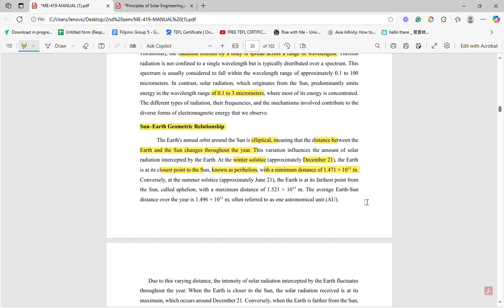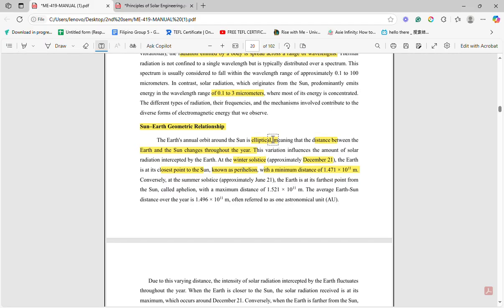So I just want to clarify this. Kindly remember this. Winter solstice occurs on December 21. That is right. But it's not on the winter solstice that the Earth is at its closest point to the Sun, meaning it's not December 21 that is the closest point to the Sun. The event where the Earth is at its closest point to the Sun is during perihelion.